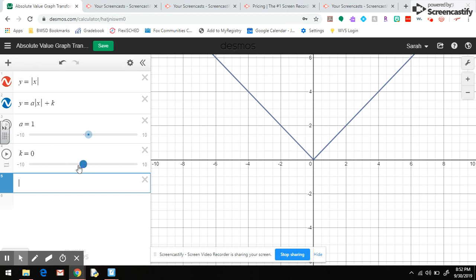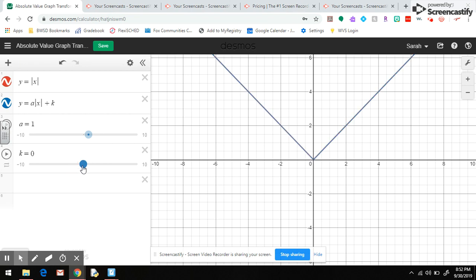So I'm going to take my slider and move it up. And what I notice, okay, k is 2. Look where the graph is. K is 3. Look where the graph is. K is 4. Look where the graph is. What I notice as I change this value on the outside of the absolute value is as I make k a positive value, the graph continues to go up and it's at that value. So right here, k is at 6. The graph moved up 1, 2, 3, 4, 5, 6 units. So that's what I'm noticing as k becomes positive.